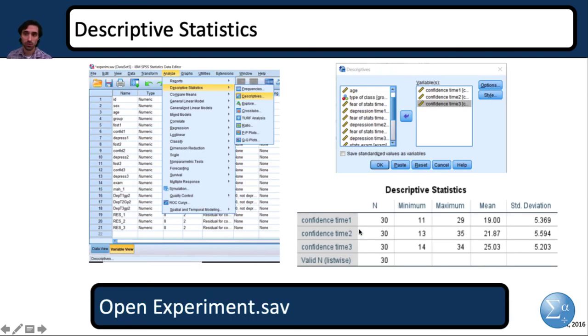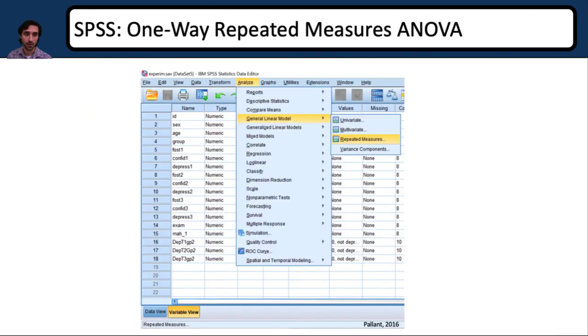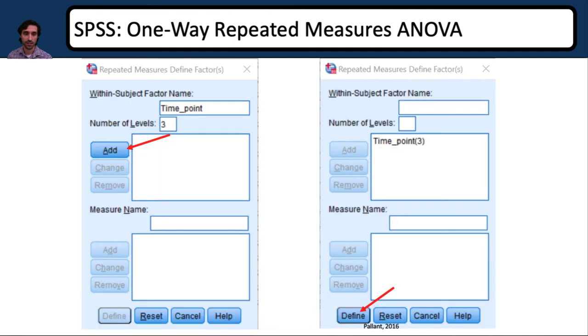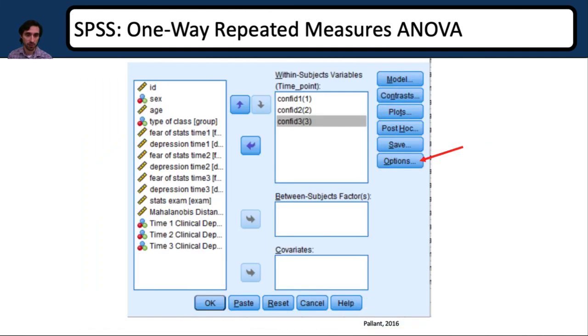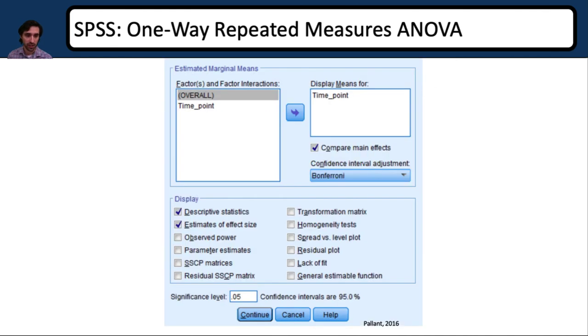And then we'll try another one here with a one-way repeated measures ANOVA. And this is where we are going to have 3 different levels at 3 different time points. We're going to look at it with a confidence interval adjustment of Bonferroni.